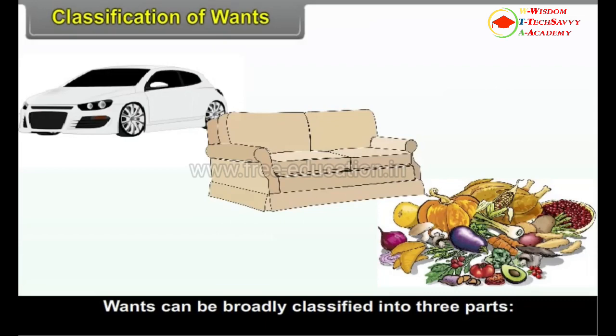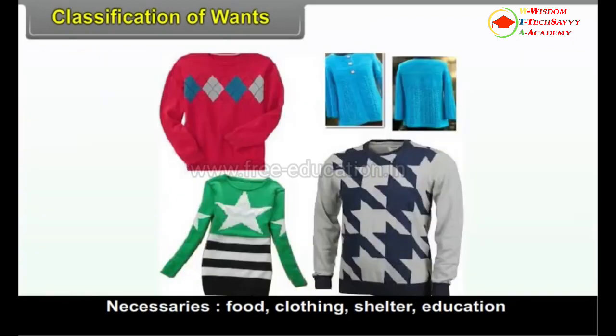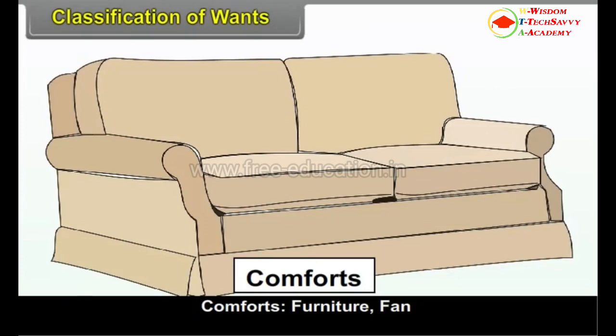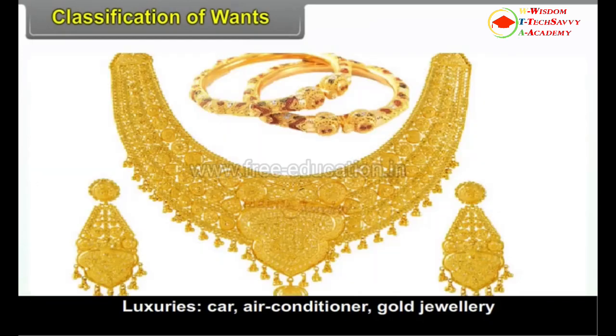Classification of wants. Wants can be broadly classified into 3 parts. Necessaries like food, clothing, shelter, education. Comforts: furniture, fan. Luxuries: car, air conditioner, gold jewelry.